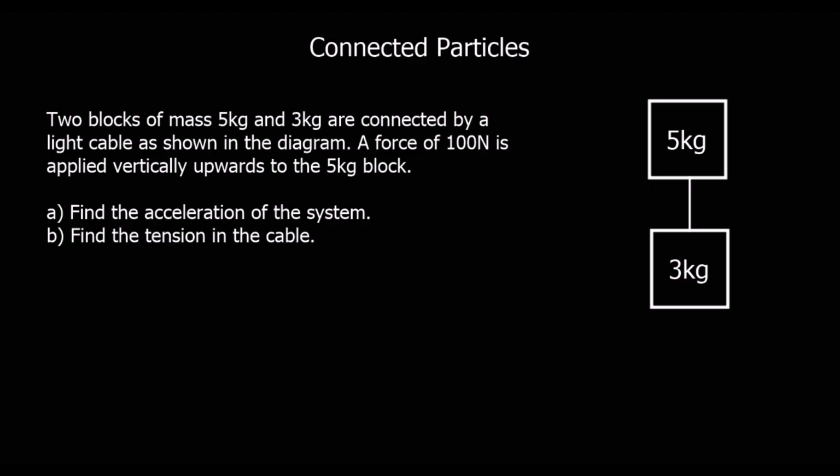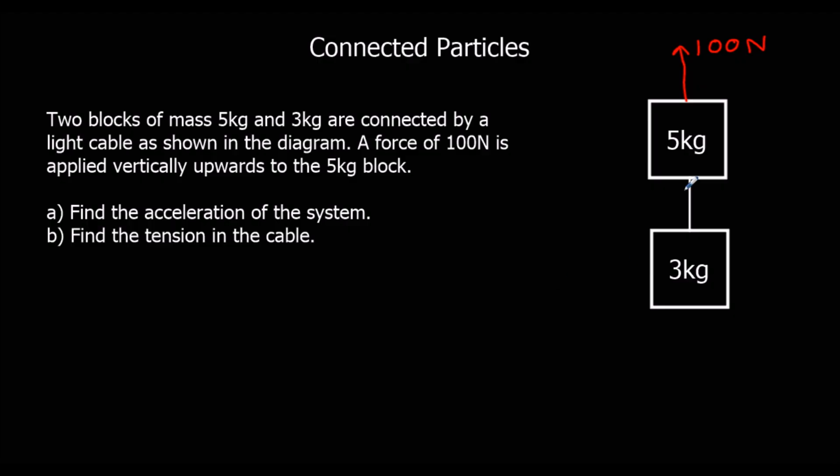Okay, we've got two blocks now of mass 5 kilograms and 3 kilograms being connected by a light cable as shown in the diagram. A force of 100 newtons is applied vertically upwards to the 5 kilogram block. So we've got a force of 100 newtons going up here. What other forces do we have?